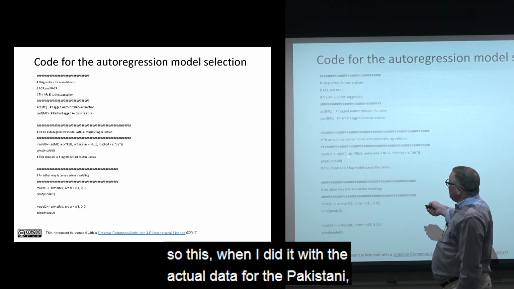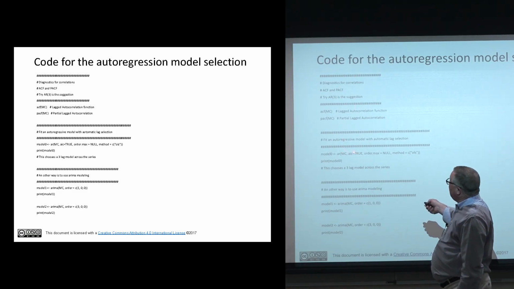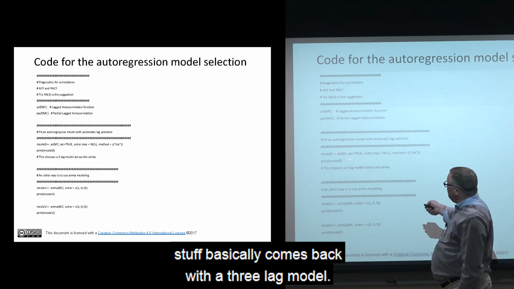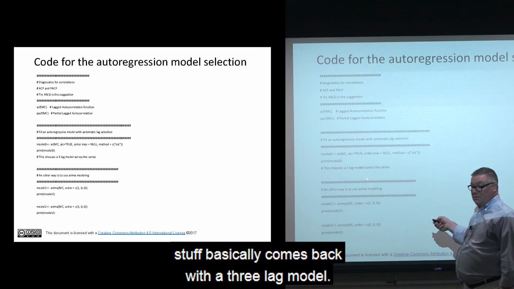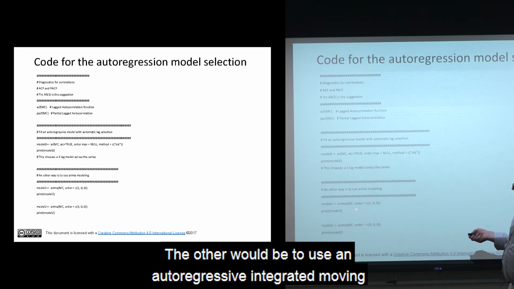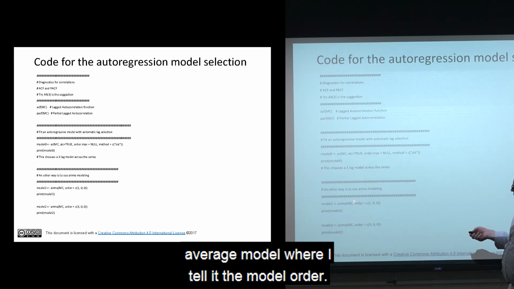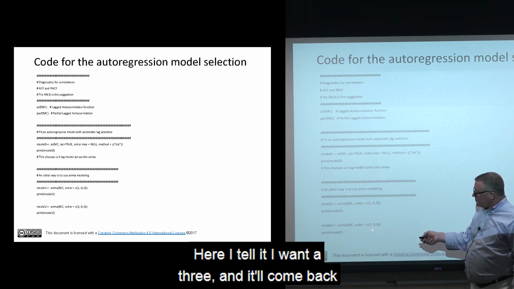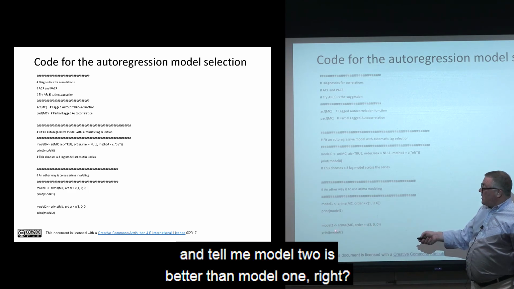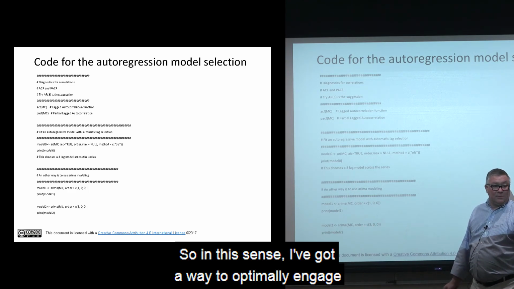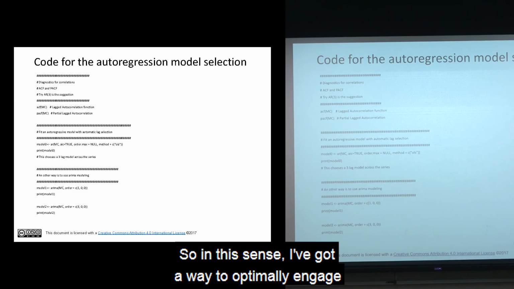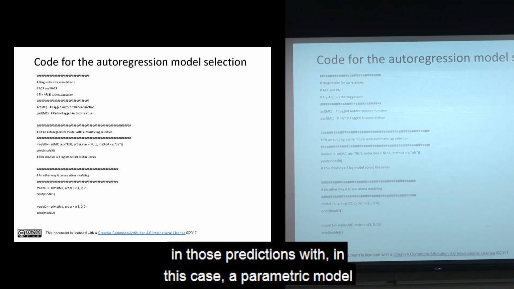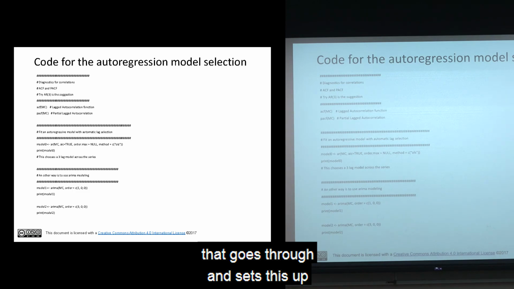So that's the equivalent of doing what's in this step. When I did it with the actual data for the Pakistani data, it basically comes back with a 3 lag model. The other option would be to use an autoregressive integrated moving average model where I tell it the model order. Here's one where I tell it I want a 1 lag model. Here I tell it I want a 3, and it'll come back and tell me model 2 is better than model 1. So in this sense, I've got a way to optimally engage in those predictions with, in this case, a parametric model that sets this up and gets me the final analytic pieces.